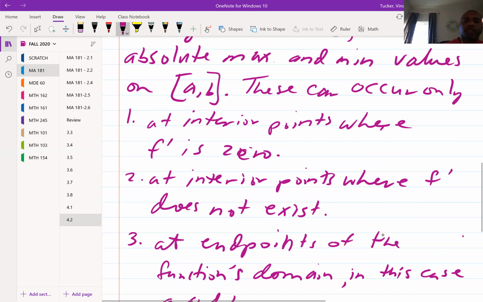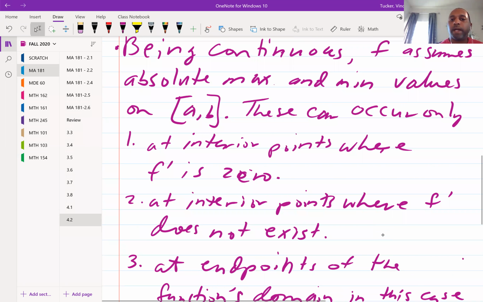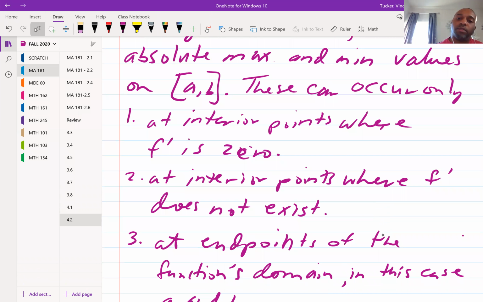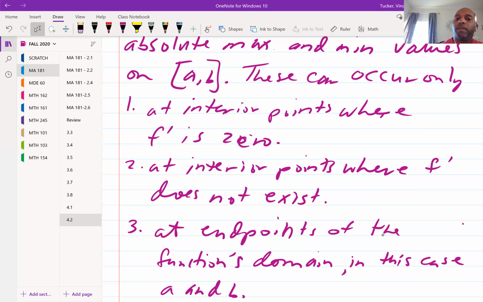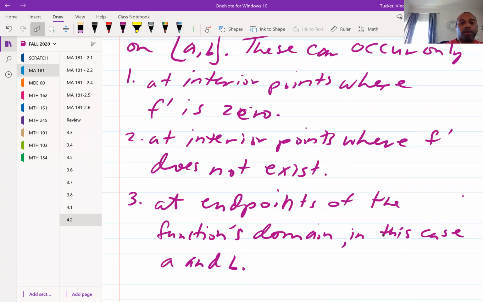And this is just, like I said, reiterating what we talked about last class. Being continuous, f assumes absolute maximum and absolute minimum values on the closed interval AB. These can only occur at interior points where f prime is equal to 0, at interior points where f prime does not exist, and at the endpoints of the function's domain, in this case, a and b.